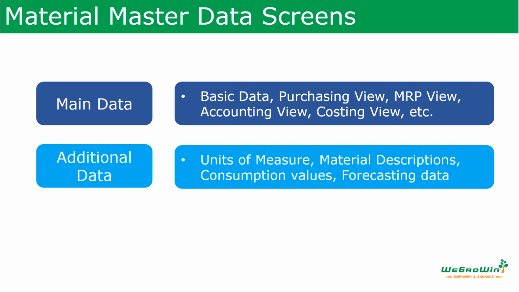Some data on the material master is used only for information purposes. For example, the description, size, and dimensions. Other types of data have controlling functions in the applications. For example, the MRP type or the goods receipt value, date, purchasing, planned delivery time, those kinds of things.